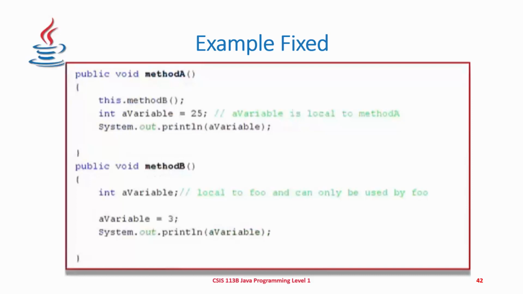So if we assign the value of 25 to that first A variable, that's what that value is for the A variable as long as it's inside of method A. So when we print that out, you get the value 25. Whereas in method B, we again declare an A variable, assign it the value of 3, print it out, and the value 3 would be printed to the screen.